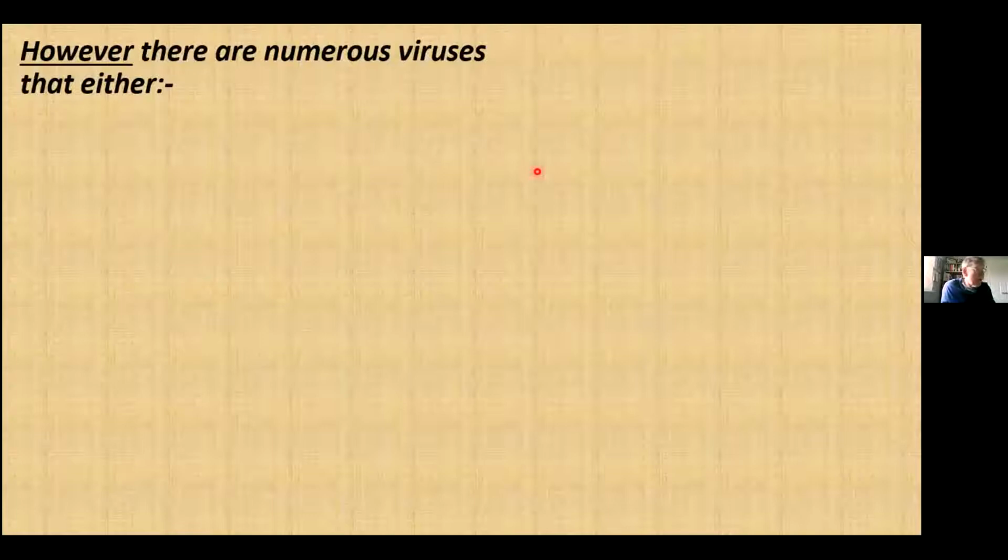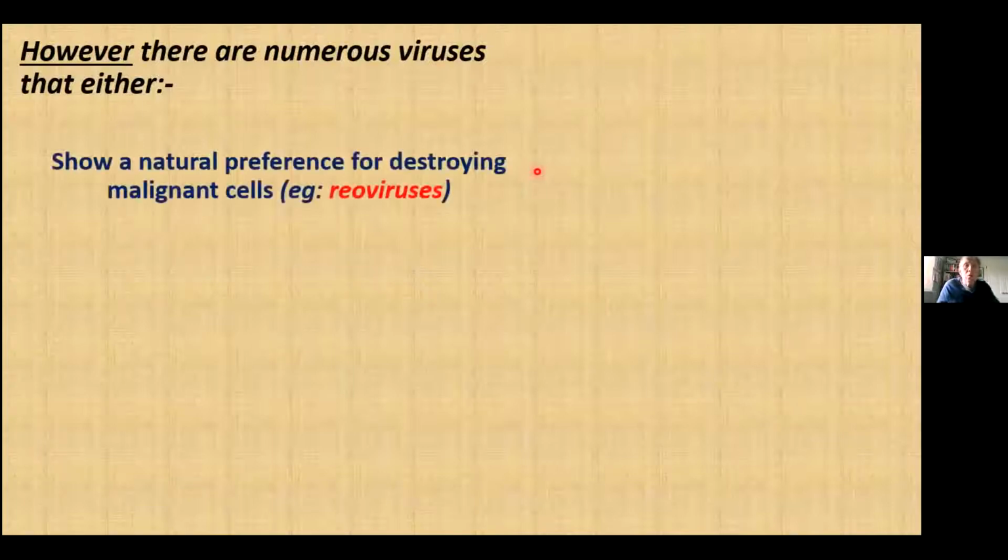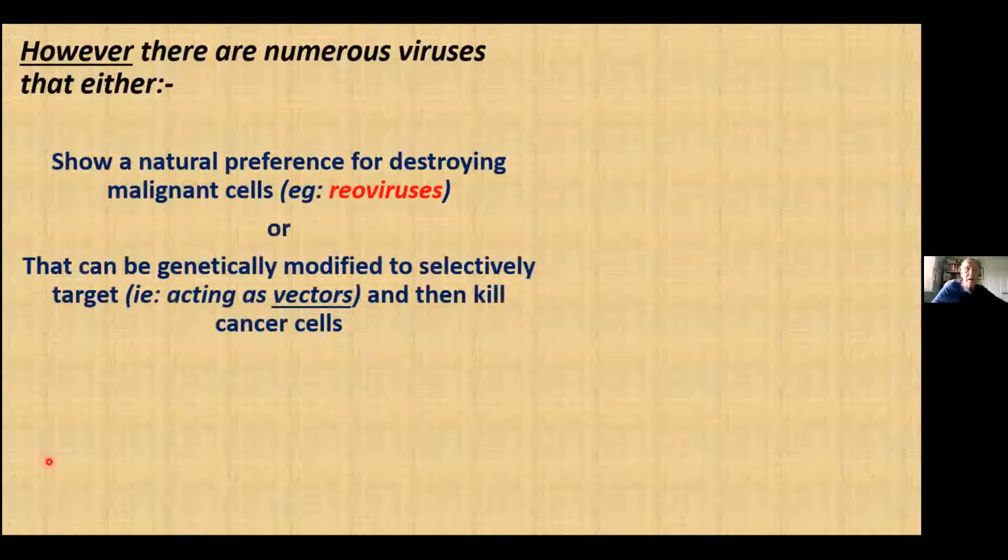However, there are a number of viruses that show a preference for destroying malignant cells. And there's one group which are called reoviruses, and these little chaps have a natural preference for destroying malignant cells. On the other hand, in this new genetic modification age, we can take certain viruses and modify them so that they will selectively kill cancer cells. When they do this, they're acting as so-called vectors. In other words, they're able to get into the cell, take over its machinery to make more viruses, and also to make any other protein that the virus is capable of making.